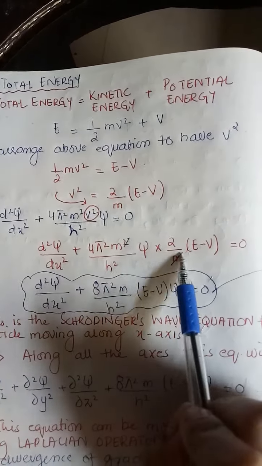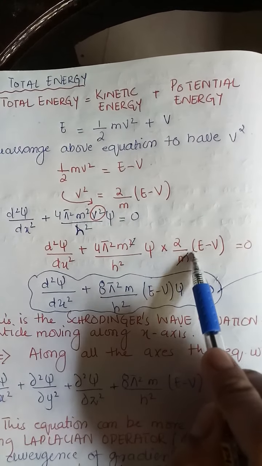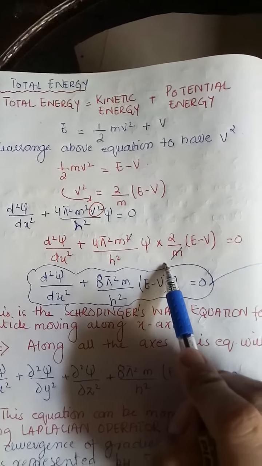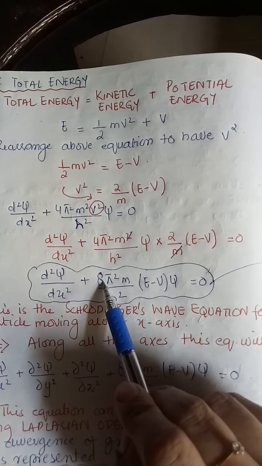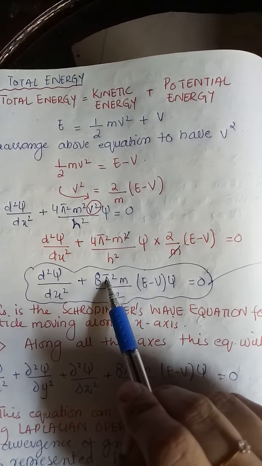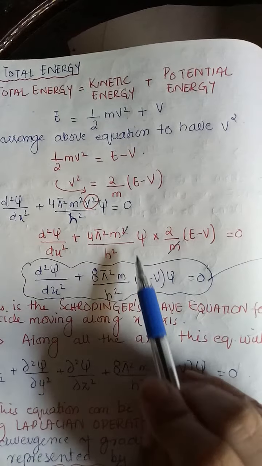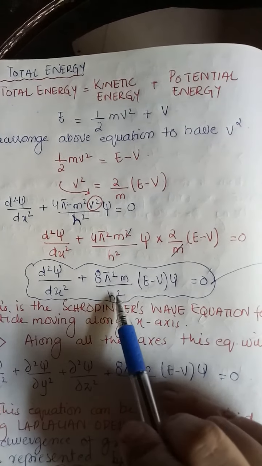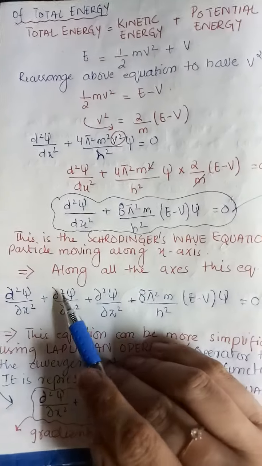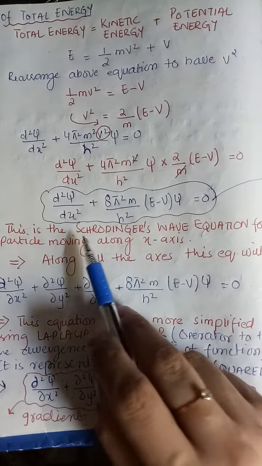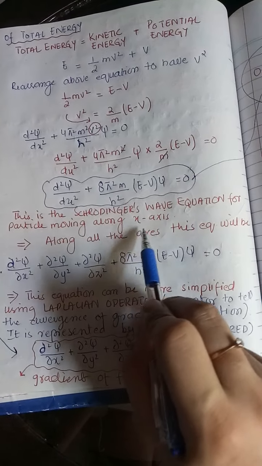V square value is replaced with this value. See, this m square is cancelled with this m, so this 2 is multiplied with this. 2 multiplied by 4 is 8 pi square, m is single, this E minus V, and this psi is separately written, and over h square, this all will be equal to 0. This equation is called the Schrodinger wave equation for the particle moving along the x-axis.